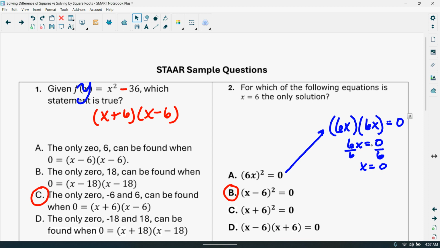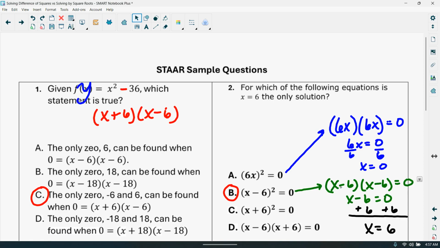Make each one equal to 0. Well, they're the same, so I'm just going to solve one. That means x equals 0, because 0 divided by any number is just 0. So if I go to B here, that means we have 2 factors, 2 groupings of x minus 6. They're both the same, so I said just this x minus 6 equals 0. Add 6 to both sides, so my answer, and that is the only answer, is 6.